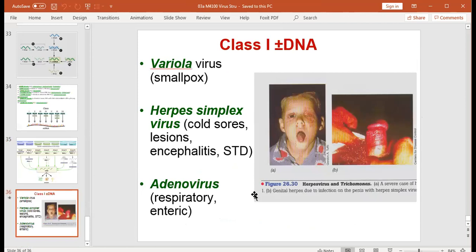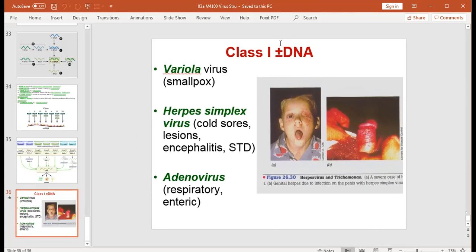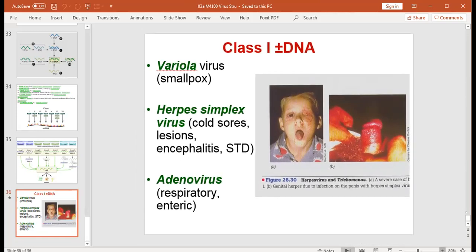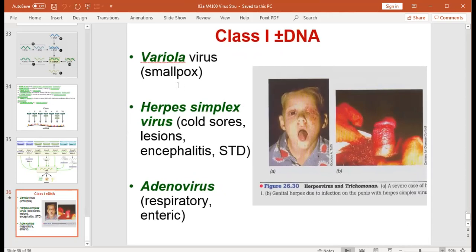Slide number 36 starts by talking a little more detail about various viruses in class 1, which are double-stranded DNA viruses. They have both sense and antisense strand of genome. Examples of viruses in this group are variola virus, the causative agent of a disease called smallpox, HSV or herpes simplex virus that causes cold sores.